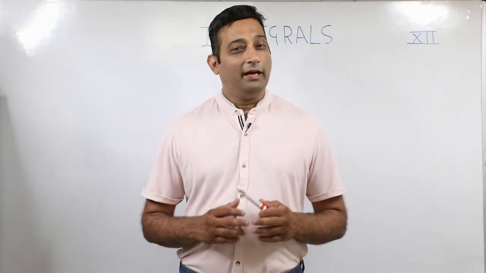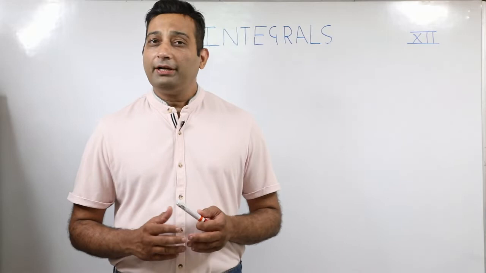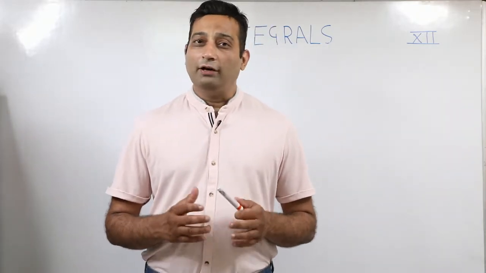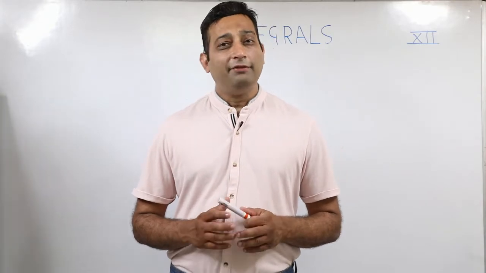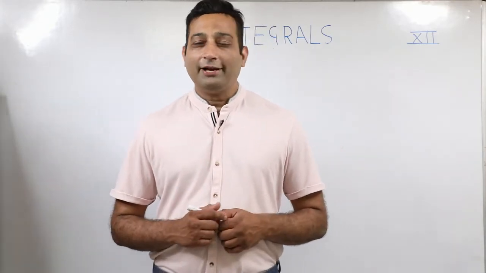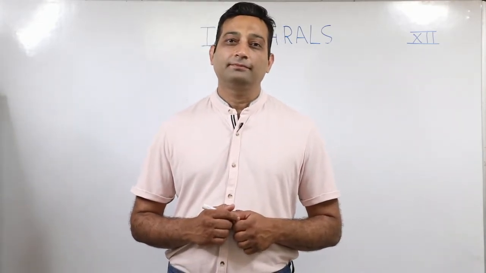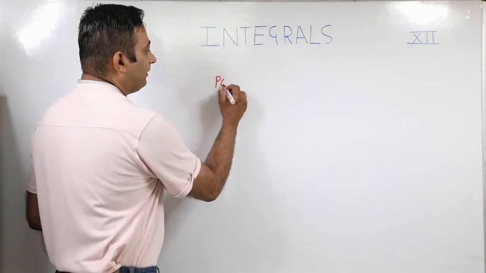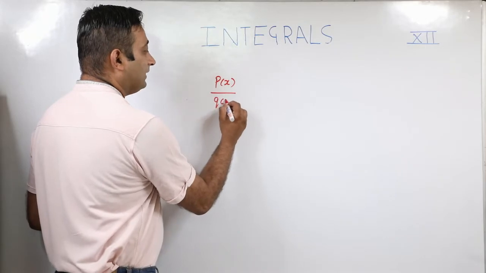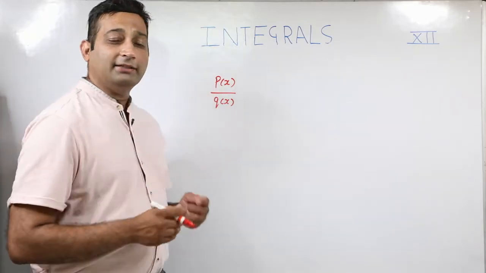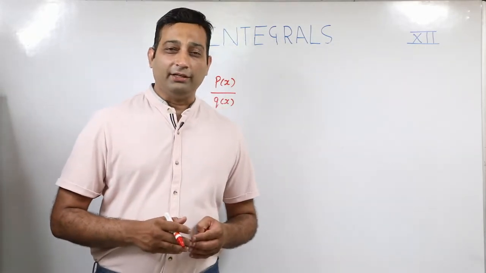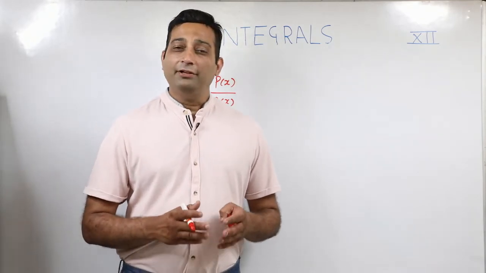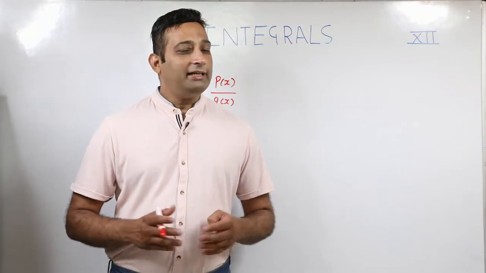So dear students, we have understood what are improper and proper rational functions. Now we are going to do one method of integration where we have proper rational functions. If we have a rational function of the form p of x by q of x and the degree of numerator is less than the degree of denominator, there is one method called partial fractions by which we can easily solve the integrals.